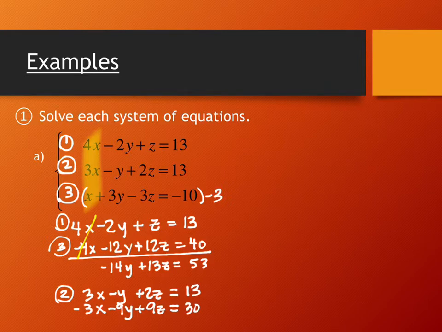Okay, so far so good. So now we're going to add these together. So this adds to 0. I have -10y. I have positive 11z. And it equals 43.